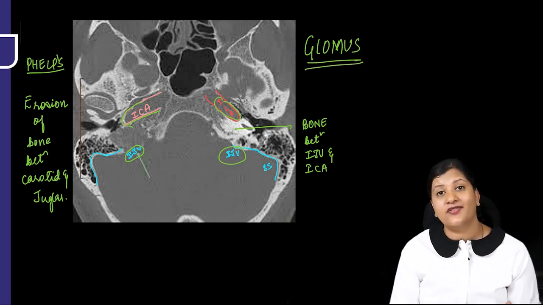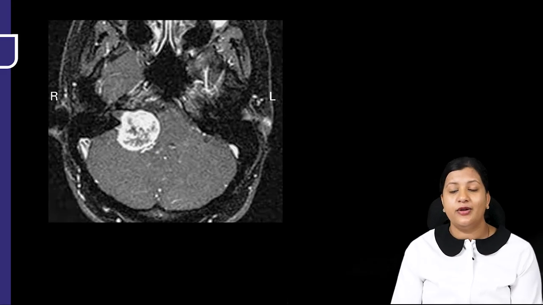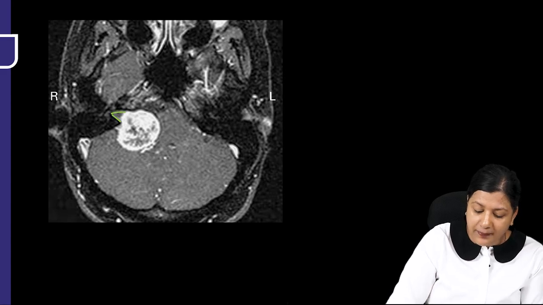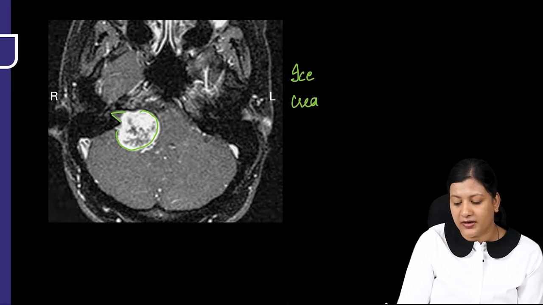So where do you get this Phelps sign? It is seen in glomus tumor, which is a paraganglioma. So here what we see is a glomus jugulare showing you erosion of the carotico-jugular spine. You are able to see on an MRI with contrast a typical ice cream cone appearance. So the presence of an ice cream cone appearance on an MRI with contrast is suggestive of a tumor.